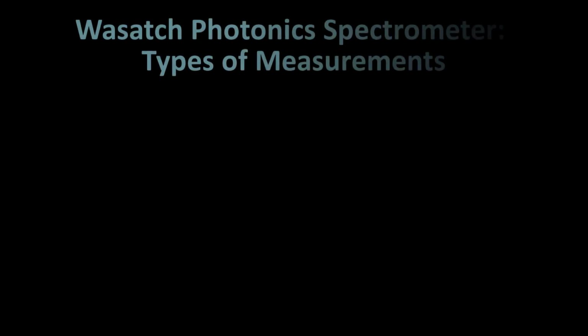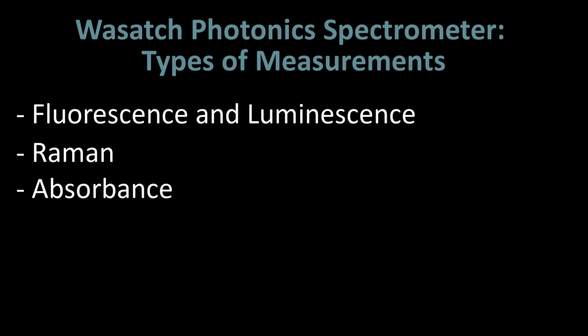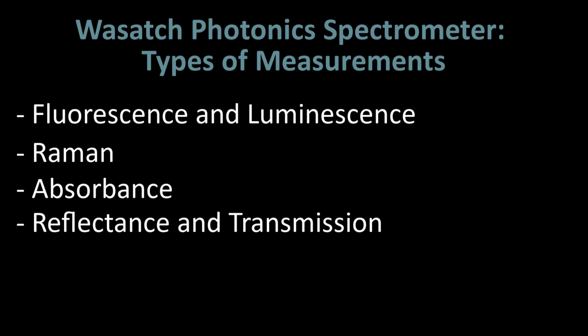With the Wasatch Photonics spectrometer, our users can collect a variety of spectroscopic measurements. However, some models of spectrometers are better suited to perform specific types of measurements. Essentially, the spectroscopic measurements that can be performed include fluorescence and luminescence, both of which are types of light emissions phenomena, Raman, light scattering phenomena, absorbance, light absorption phenomena, reflectance and transmission, which are complementary phenomena to one another, and relative irradiance, which is a measurement of light relative to a specific color temperature or relative to a known irradiance.